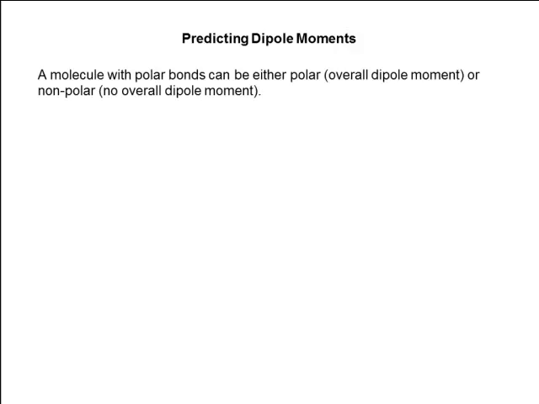So when predicting these dipole moments, if you can see the three-dimensional shape and you can recognize whether it's symmetric or not, great. If you've got a highly symmetric molecule, chances are you're going to have a nonpolar molecule overall. But the first place we have to start is if a molecule's got polar bonds, it can either be polar or nonpolar. If you don't have polar bonds to begin with, that molecule can't be polar. So if the molecule has all nonpolar bonds, the molecule overall is nonpolar.